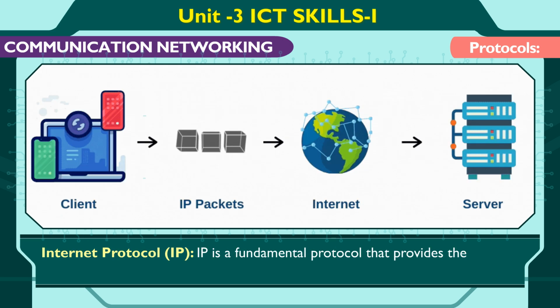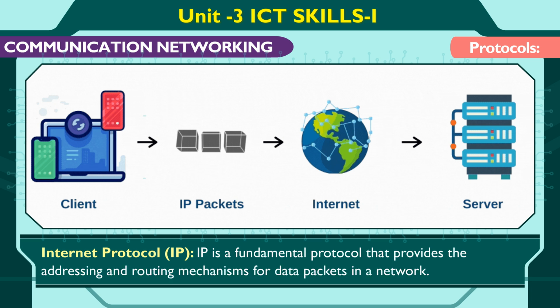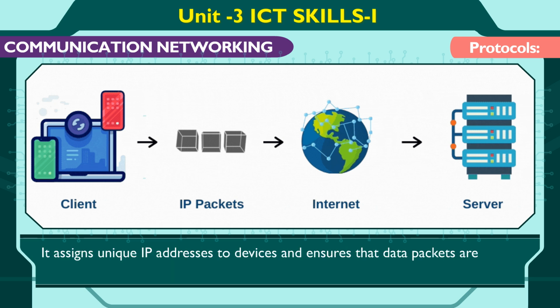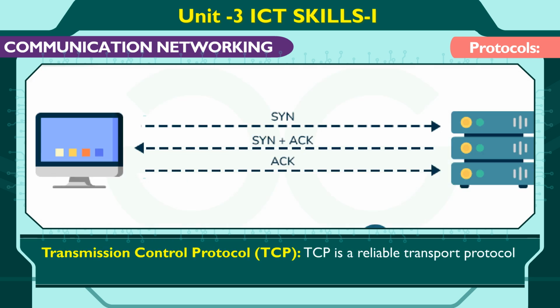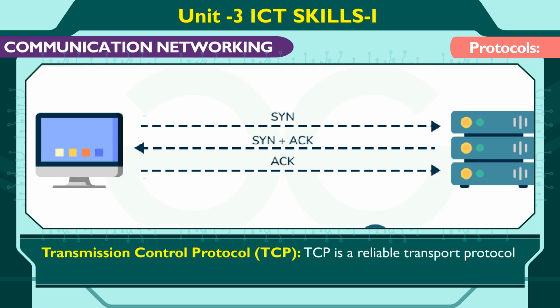Internet Protocol (IP). IP is a fundamental protocol that provides the addressing and routing mechanisms for data packets in a network. It assigns unique IP addresses to devices and ensures that data packets are correctly addressed and routed to their intended destinations.